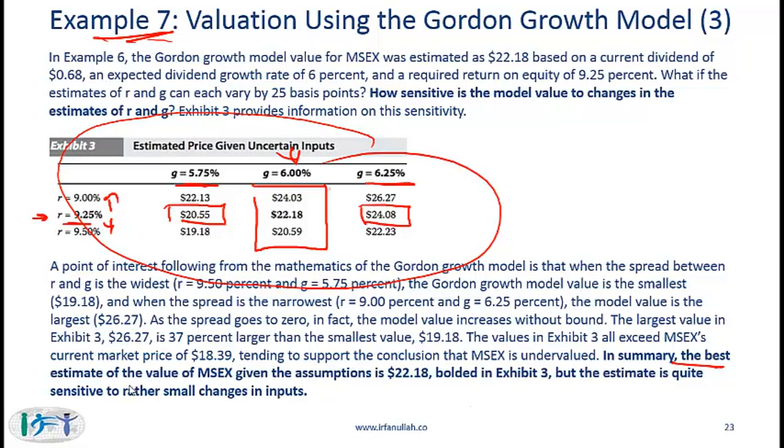The best estimate gives a value of 22.18, but the estimate is quite sensitive to small changes in inputs. Keep that in mind.